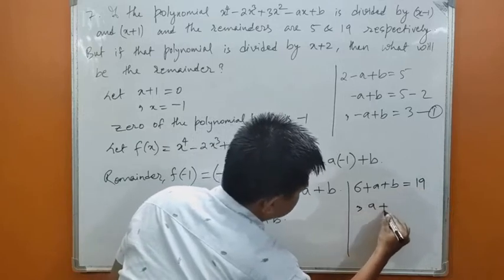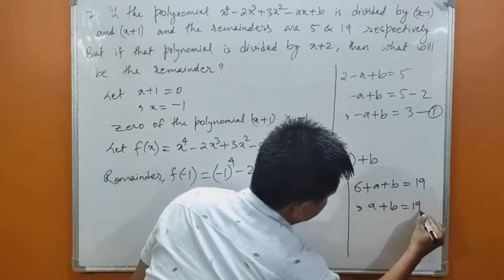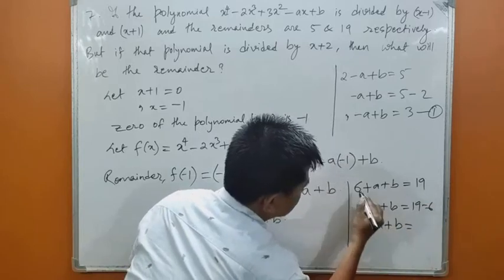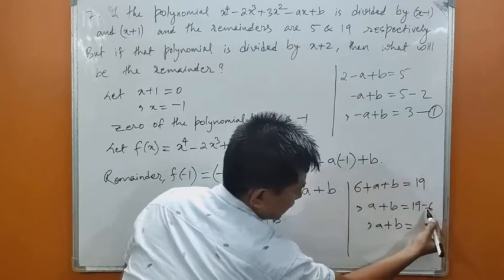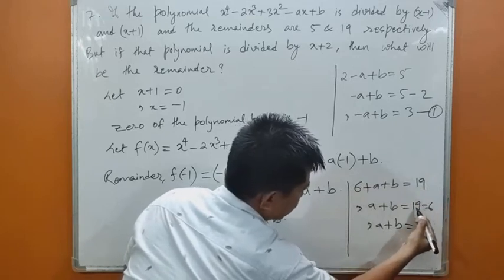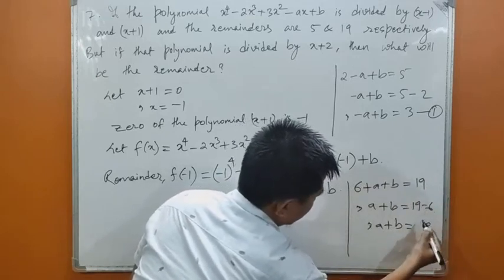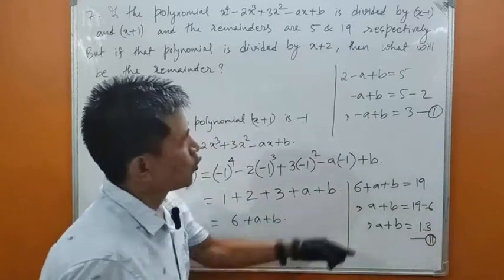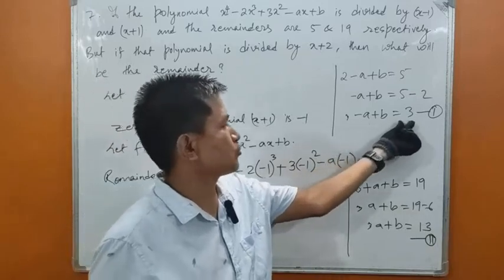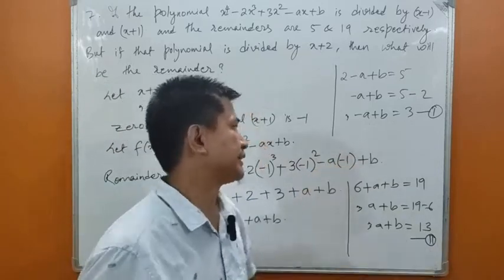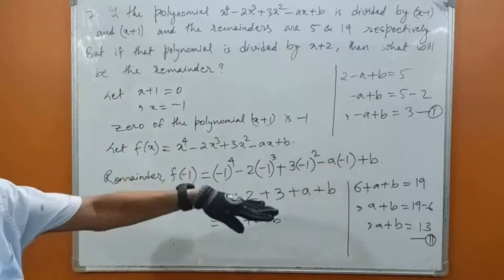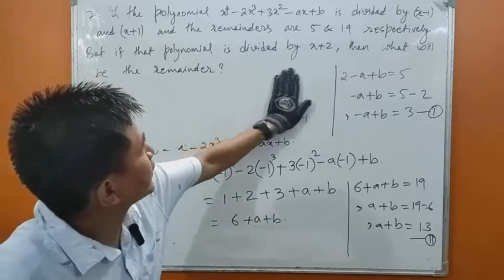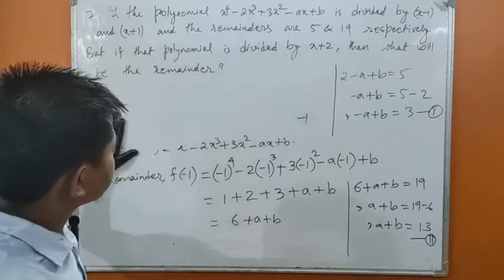Or a plus b equal to 19 minus 6. The plus 6, when taken to the right side, becomes minus 6. 19 minus 6 is 13, so a plus b is 13. This is equation 2. We have equation 1, minus a plus b is 3, and equation 2, a plus b is 13. Now let us solve equations 1 and 2 and find the values of a and b, and then we will put those values in the expression.